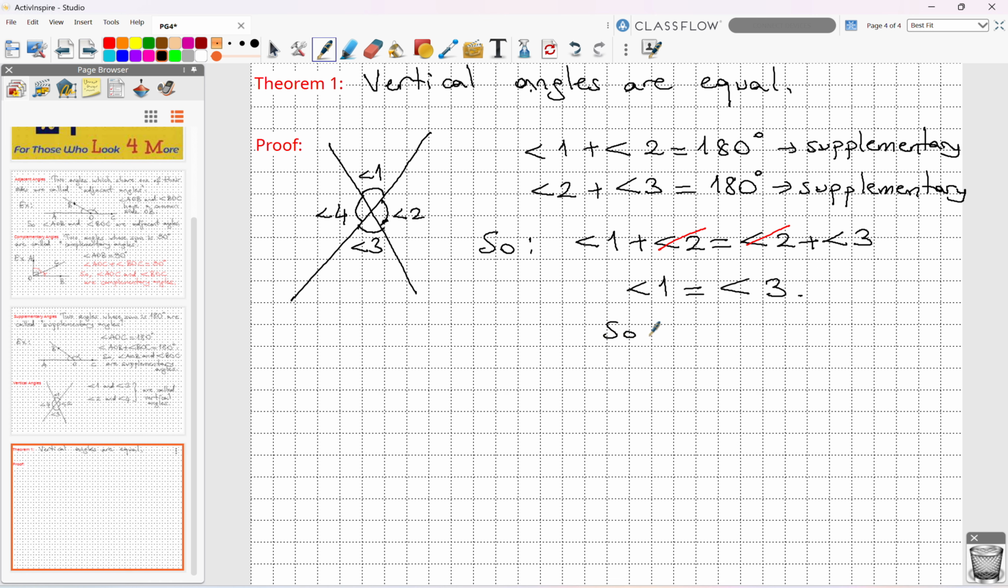So vertical angles are equal because angle 1 and angle 3, you see, are vertical angles. You can prove that angle 2 and angle 4 are also equal using a similar idea. There is no need to do it once more.